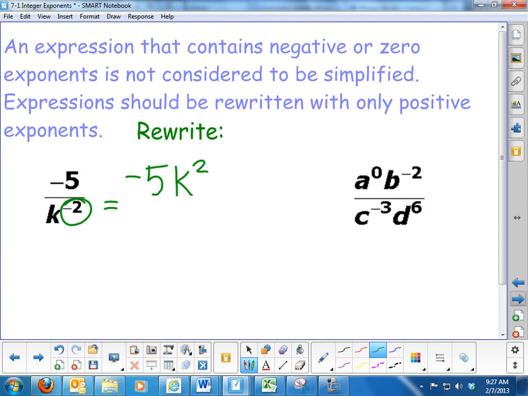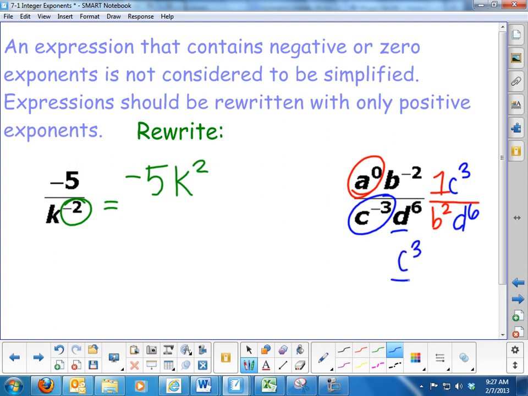All right, let's move on to this last example. A to the 0, I know that that right there gives me 1. Anything to the 0 is 1. My b to the negative second, I'm going to make positive by bringing it downstairs. Now my c to the negative third, I'm going to make positive by bringing it upstairs. My d to the sixth is already positive. It stays right where it is. So to simplify my answer, I don't need that 1 really. I'm just going to clean it up a little bit. And there you have it.